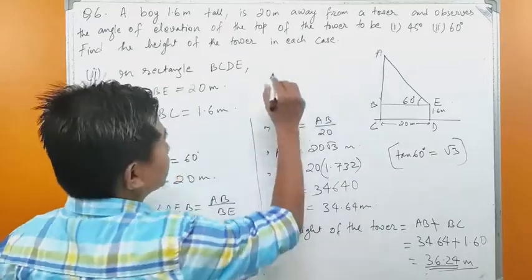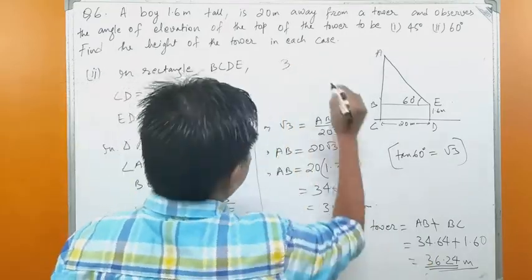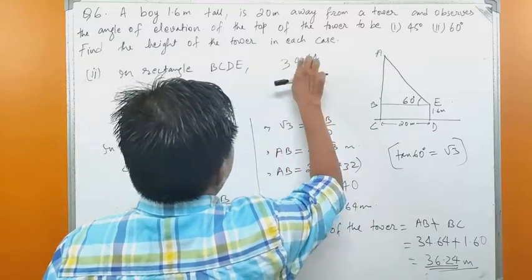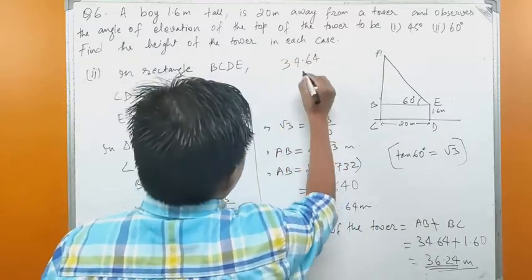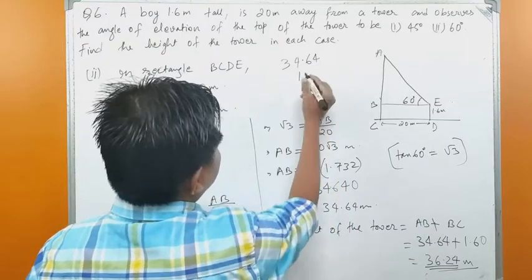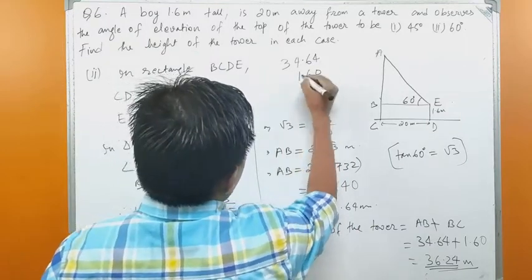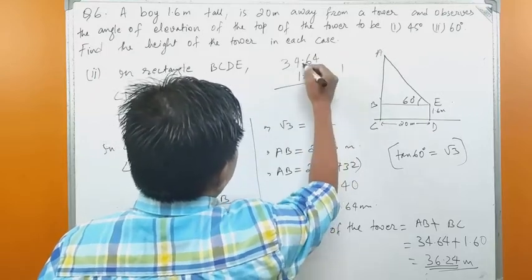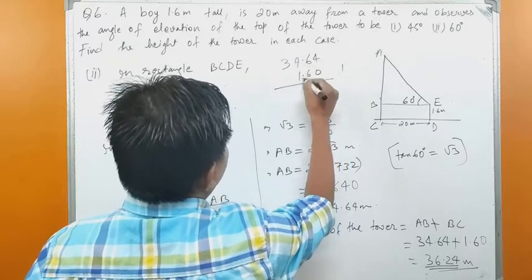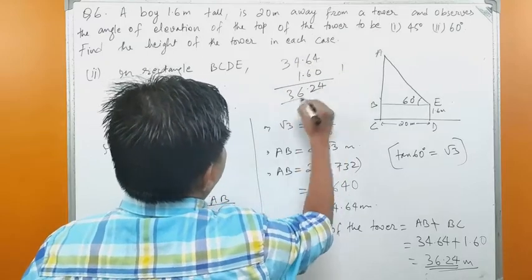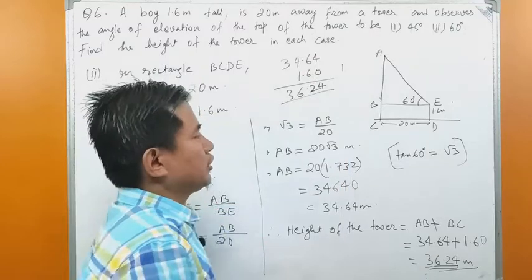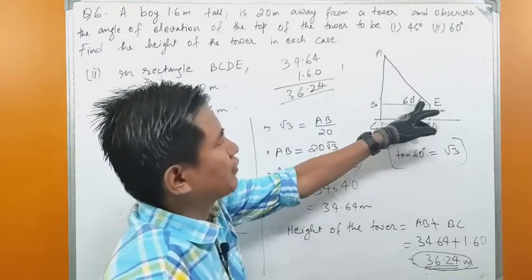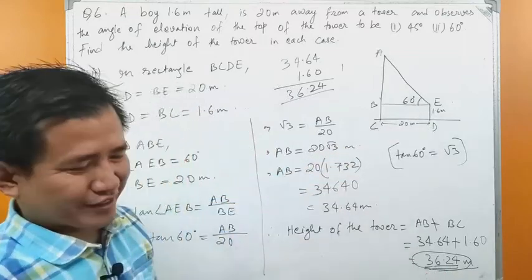Let me add this here for you if you did not understand this. 34.64 plus 1.6. 1 is before the decimal point, 0.60. 4 comes down straight away. 6 plus 6 is 12. 2, 1 in hand, so the decimal point comes here. 4 plus 1 is 5, plus 1 is 6. This 3 we write here, 36.24. So 36.24 is the height of the tower when the angle of elevation was 60 degrees. I hope you got this.